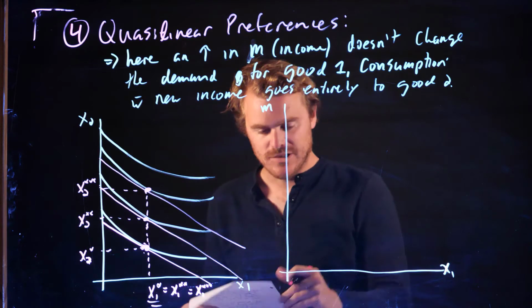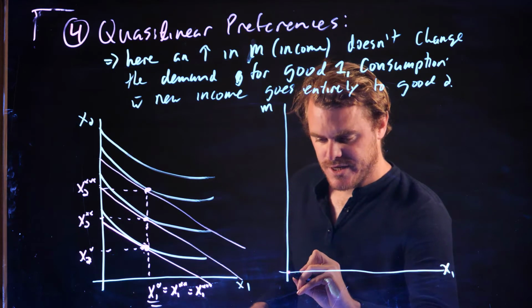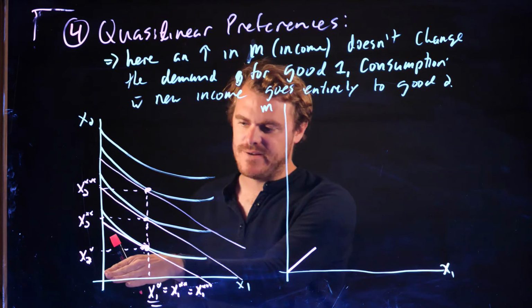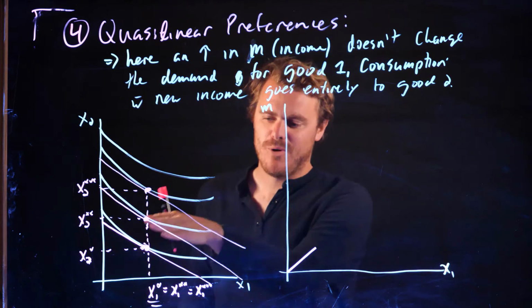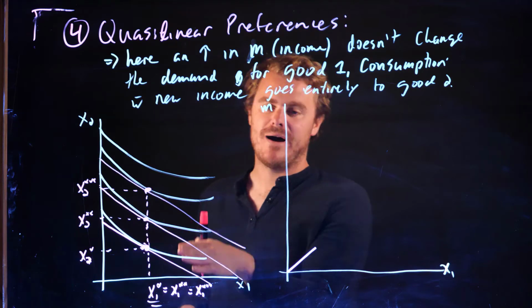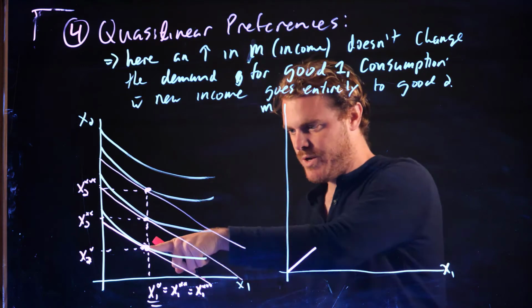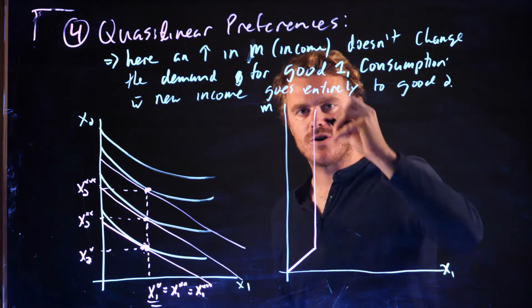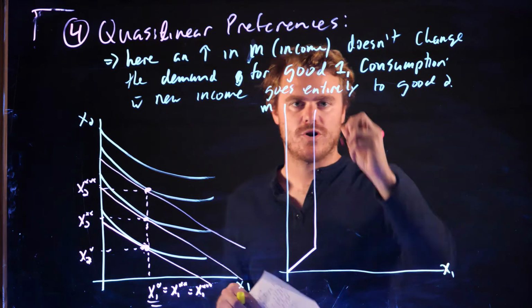And so what that looks like for an Engel curve is, at the beginning, if our income was 0, then we couldn't buy any of it. At some point, our income goes up a bit, and we're going to buy a positive amount of it. But once we're at this point, X1 star, it's going to be this vertical Engel curve.